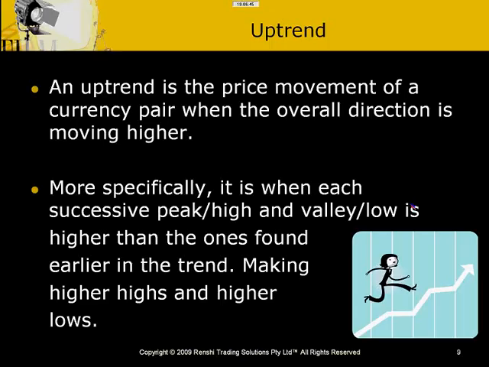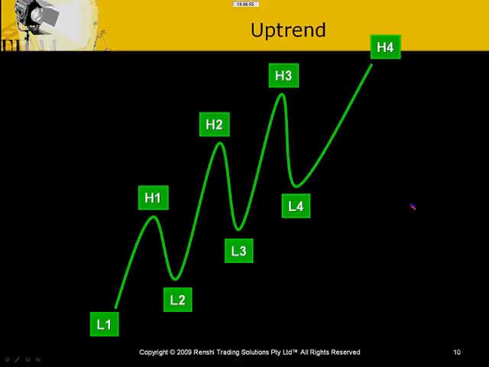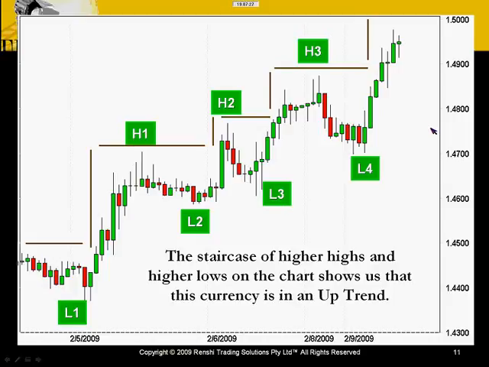Now, an uptrend is the price movement of a currency pair when the overall direction is moving higher. More specifically, it's when each successive peak high and valley low is higher than the earlier trend, making higher highs and higher lows. Just simply explaining the chart, here's your lows and here's your higher highs. So if you've got higher lows and higher highs, you know that you're easily in a trend going up. L1, L2, L3, and L4 as the lows, H3 as we go through.